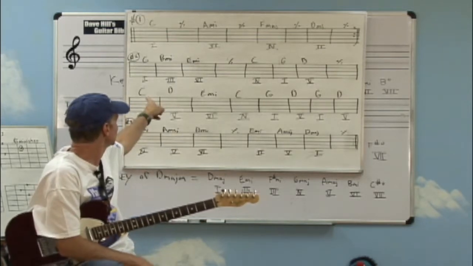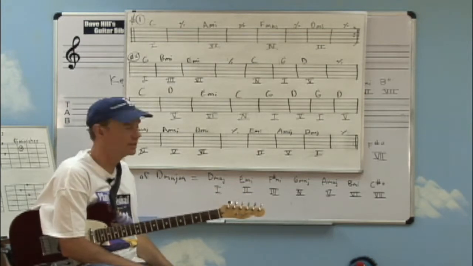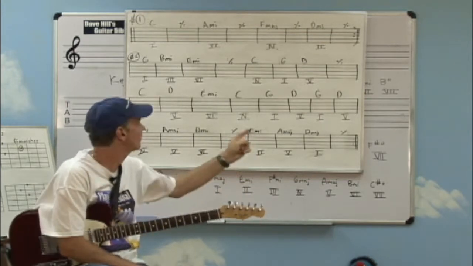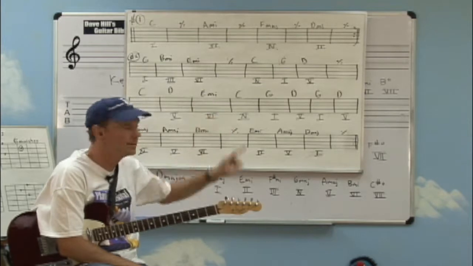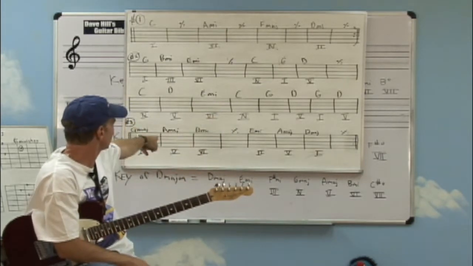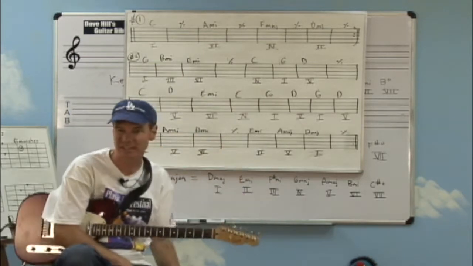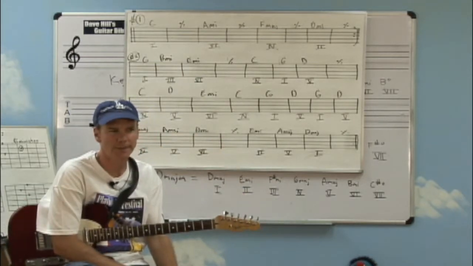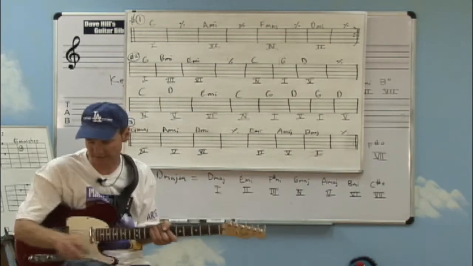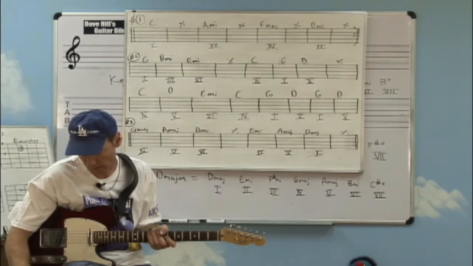Key of G starts off with the 1 chord, then it goes to the 3 chord on B minor, then it goes to the 6 chord, and it goes to the 4, back to the 1, and then back up to the 5. And then on the next line, it's 4, 5, 6, 4, 1, 5, 1, 5. In the key of G, should be pretty easy for you because I wrote it out, but we're going to put you on your feet here in a minute. Let's go to G right now.